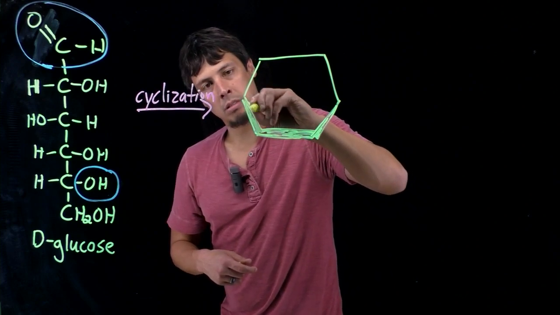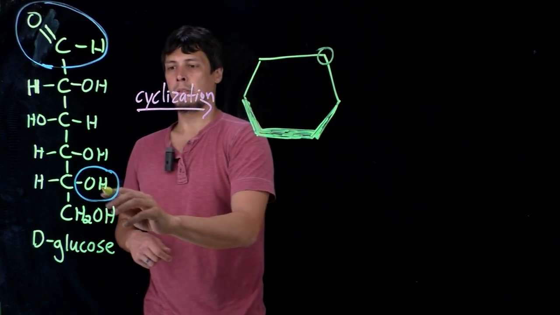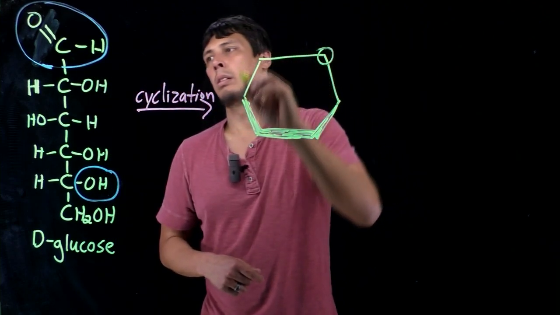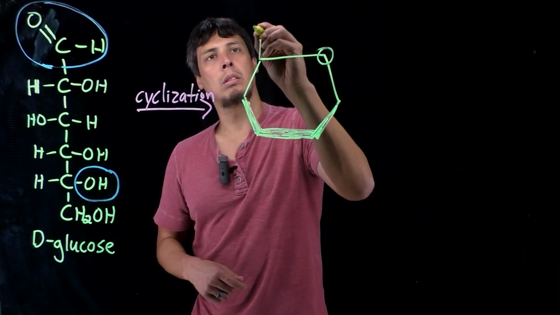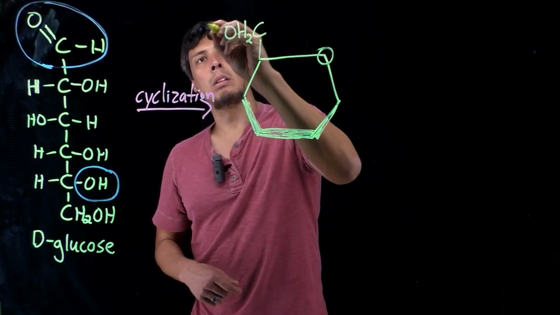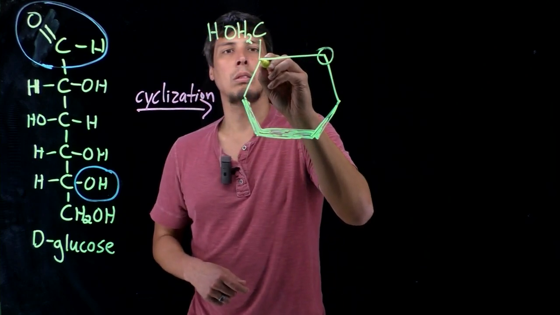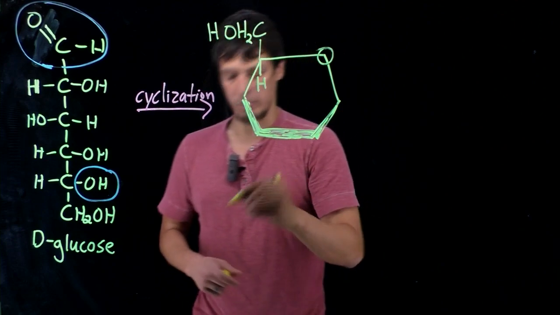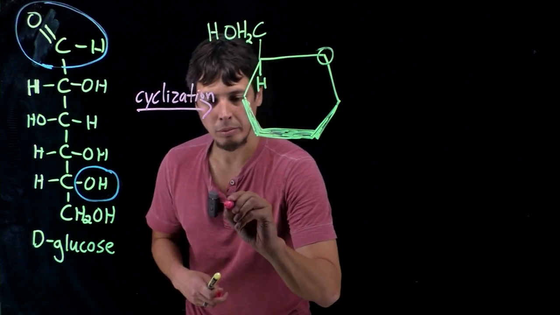It looks like this. Okay. This oxygen that attacks the aldehyde ends up here. This group is up here. I'm going to point this upwards. And so there are 2 positions on each of these carbons. So there's one up and one down. So this sort of figure is called a Haworth projection.